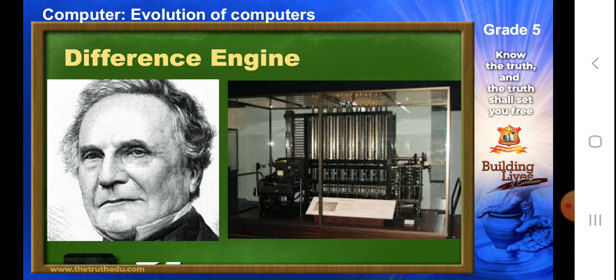Next we learnt about was the difference engine. Can you see this picture and tell me, students, who this person is? Yes, if your answer is Charles Babbage, then your answer is correct. He is Charles Babbage, who is also called the father of computer. The picture which you see very next to it is the difference engine, and it was developed in the 19th century just to do mathematical tables. It could perform complex mathematical calculations.